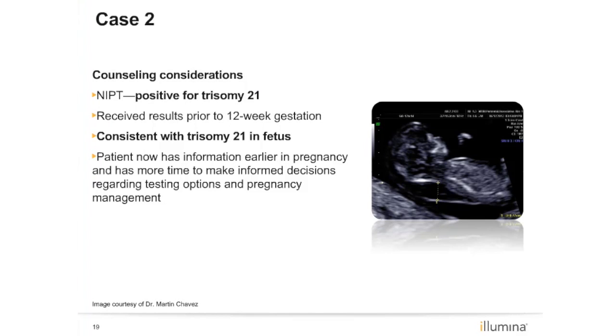The patient was counseled about her positive result, taking into consideration her previous trisomy 21 pregnancy. At 12 weeks, the patient had an ultrasound which revealed a cystic hygroma, demonstrated in the image here. Based on all of this information, she opted to proceed with diagnostic testing, which confirmed the diagnosis of trisomy 21 in this fetus. Having the NIPT result in the first trimester enabled this patient time to make an informed decision regarding pregnancy management.